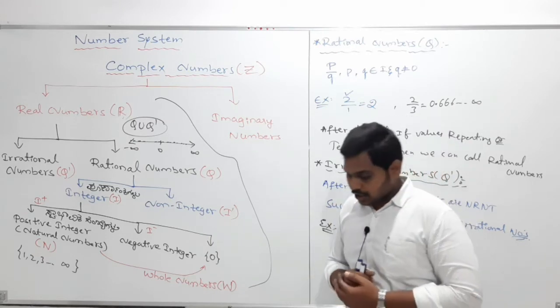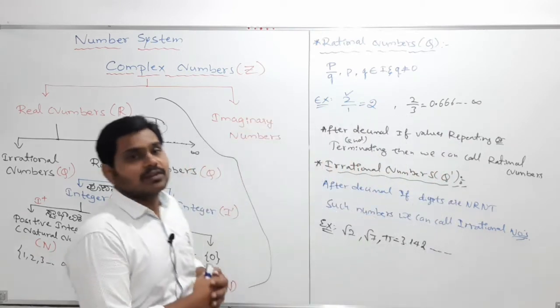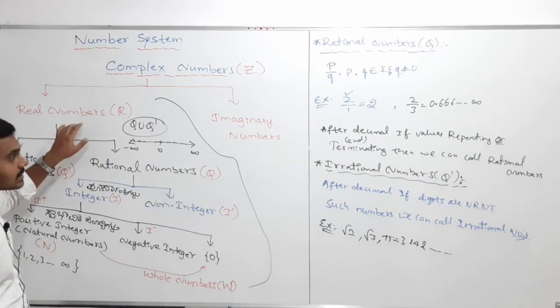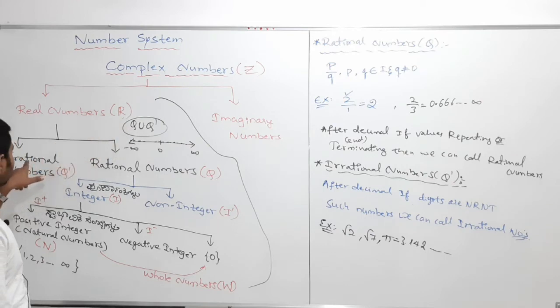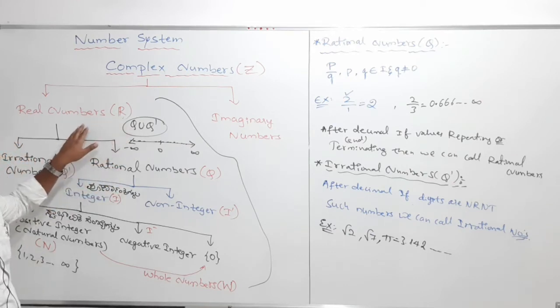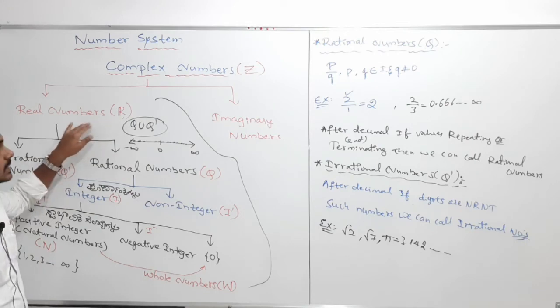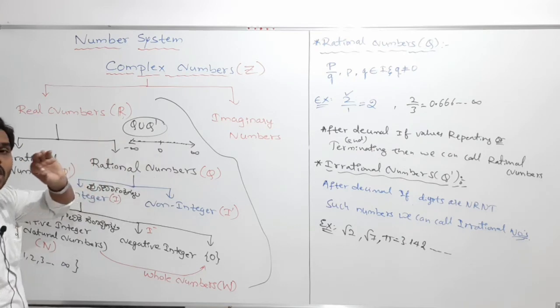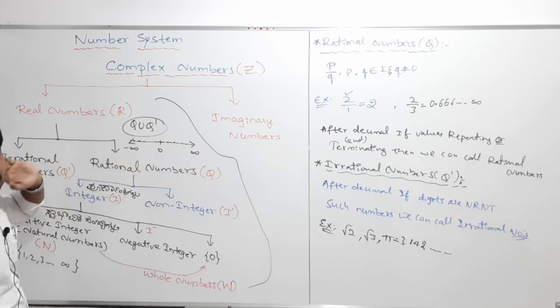Clear? So, my dear students, let's recall the things we learned. We discussed what is meant by real numbers. So what are real numbers? Both irrational and rational numbers. The union of rational and irrational numbers we can call real numbers, or else all the numbers which lie on the number line we can call real numbers, and the symbol for real numbers is capital R.